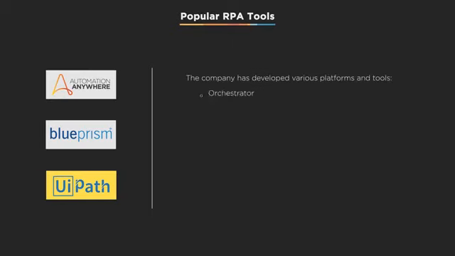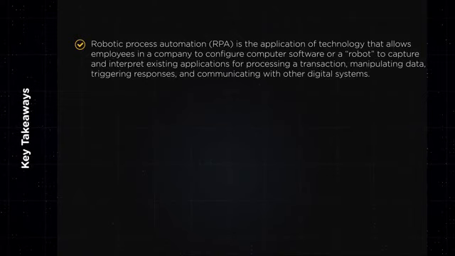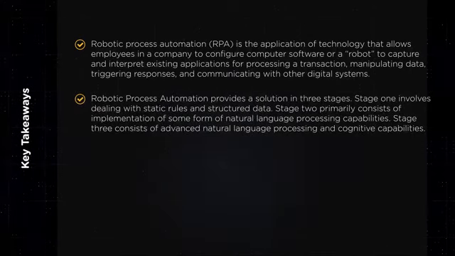In this lesson, you have learned how robotics is the future of transformation. Let's summarize what you have learned. Robotic process automation is the application of technology that allows employees in a company to configure computer software, or a robot, to capture and interpret existing applications for processing a transaction, manipulating data, triggering responses, and communicating with other digital systems. Robotic process automation provides solution in 3 stages.